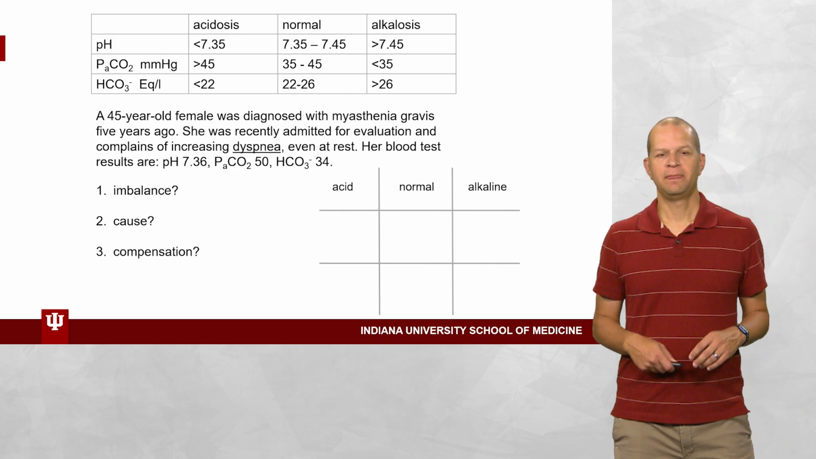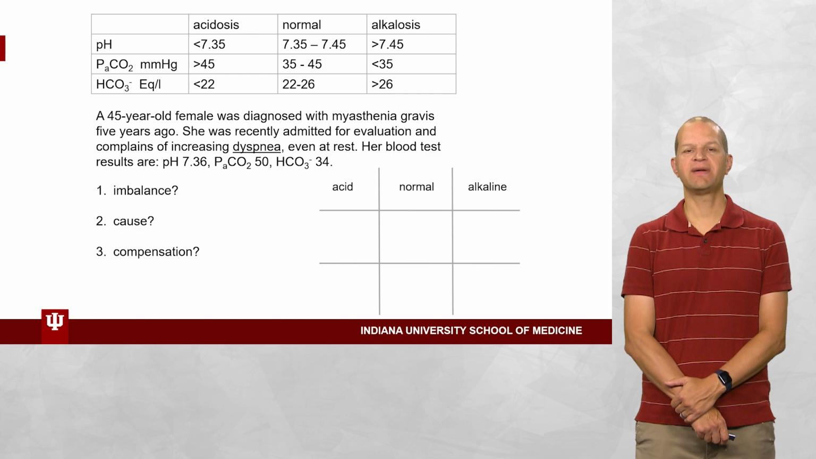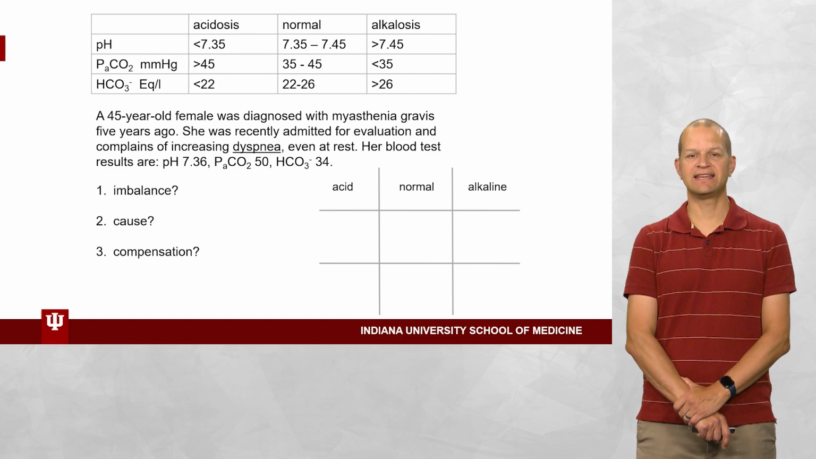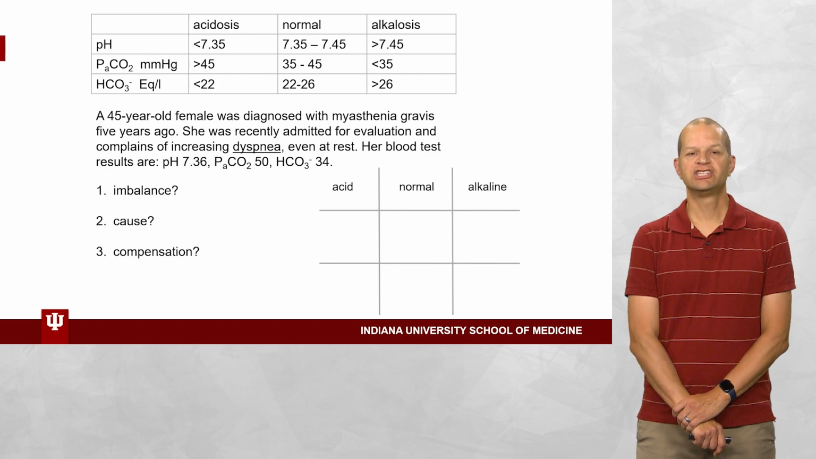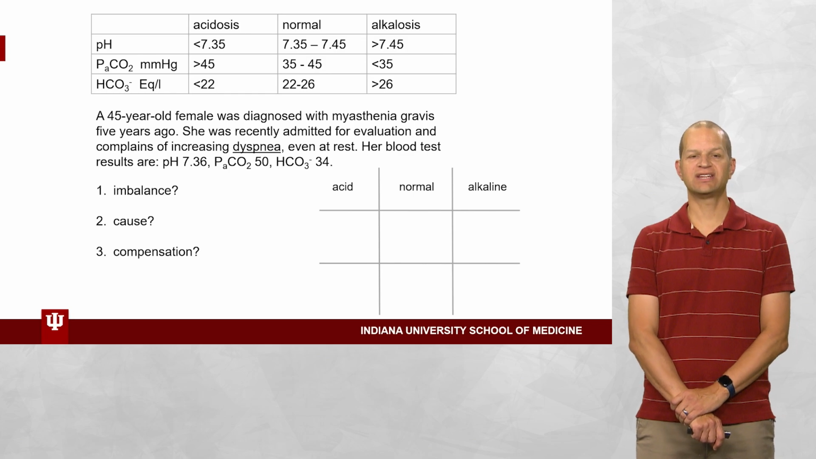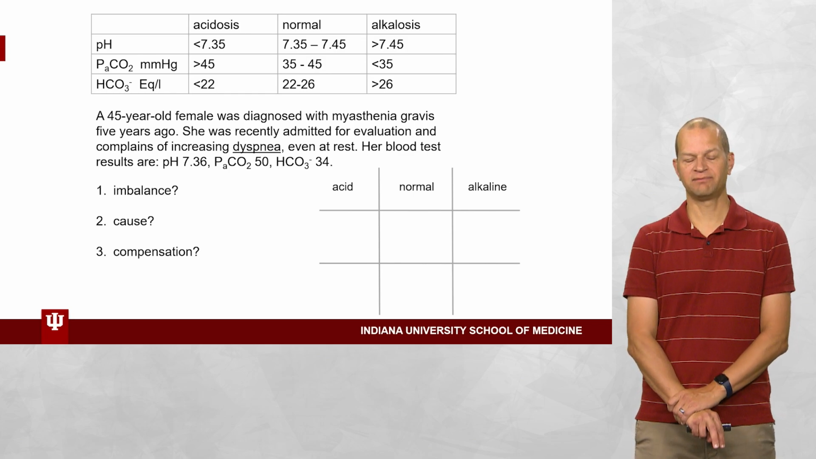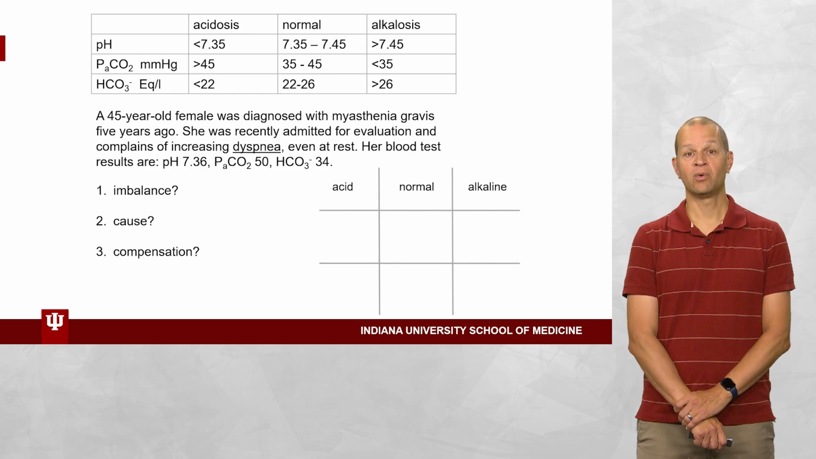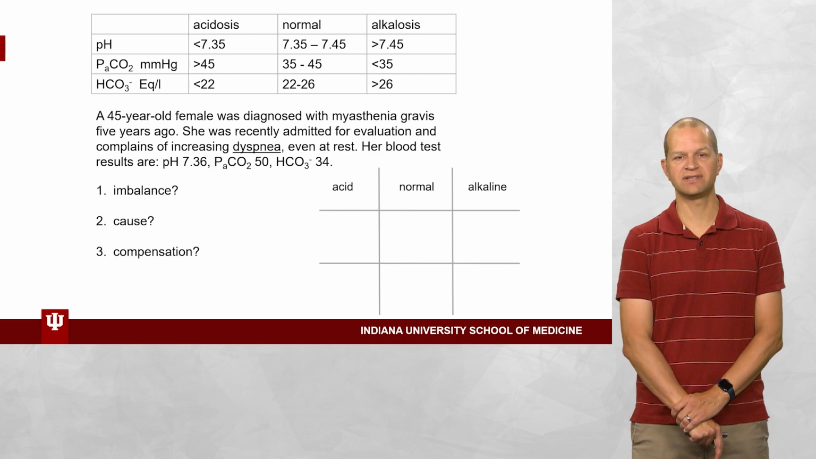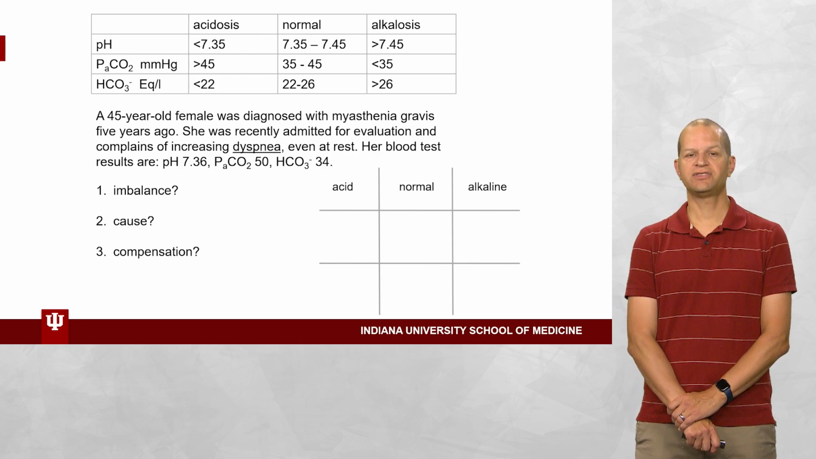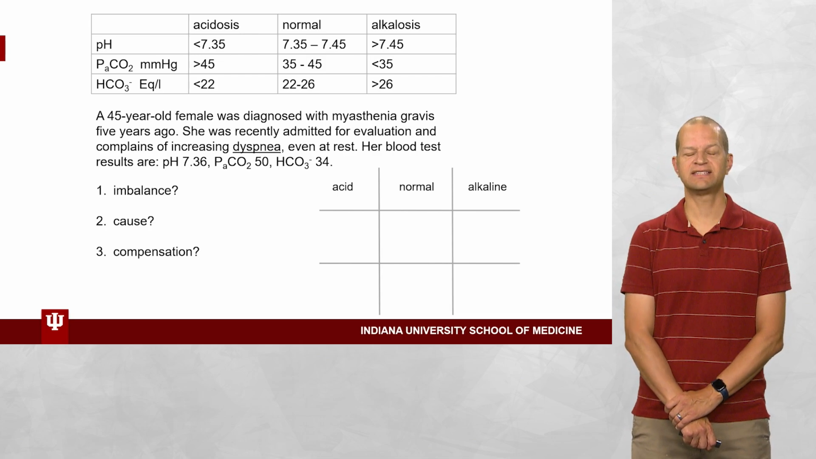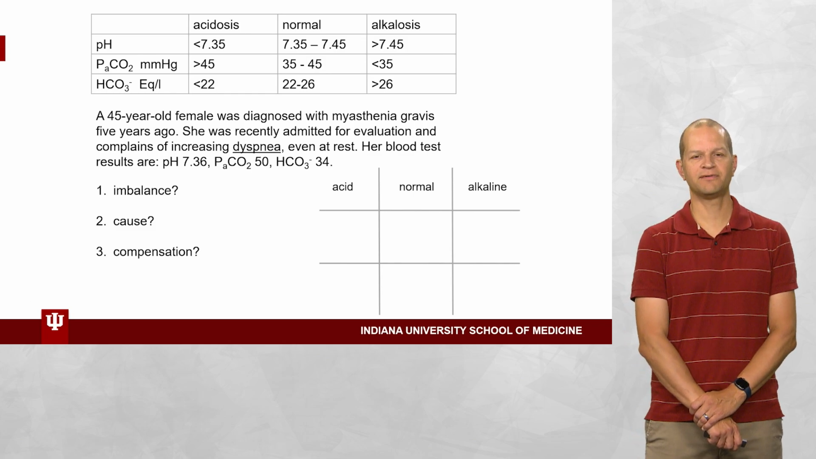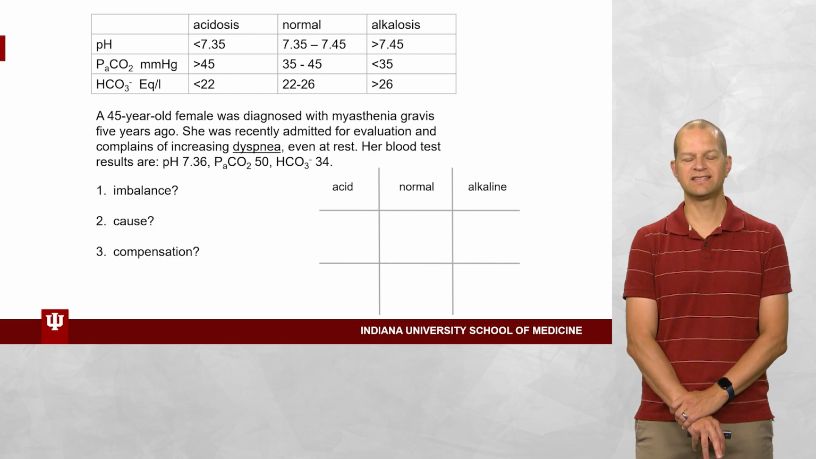All right, next one. A 45-year-old female was diagnosed with myasthenia gravis 5 years ago. She was recently admitted for evaluation and complains of increasing dyspnea. Remember what we talked about? We were talking about control of breathing with the respiratory system. Her blood test results are a pH of 7.36, CO2 of 50, bicarb of 34. What does this person have?